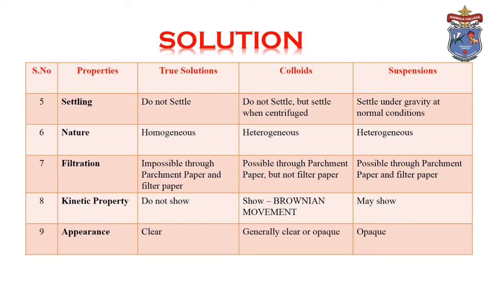Coming to the kinetic property, true solutions do not show kinetic property. The kinetic property exhibited by the colloids is termed as Brownian movement, and suspensions may show kinetic property. Appearance. True solutions appear to be very clear. Colloids are generally clear or they may also be opaque, whereas suspensions are predominantly opaque.